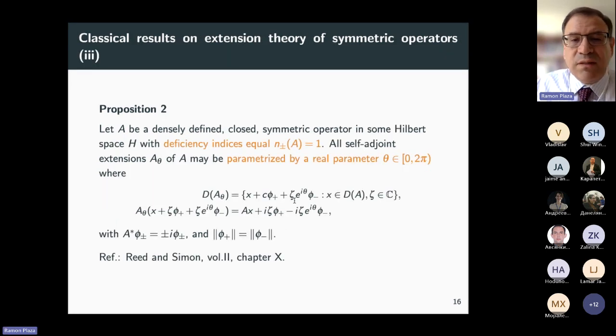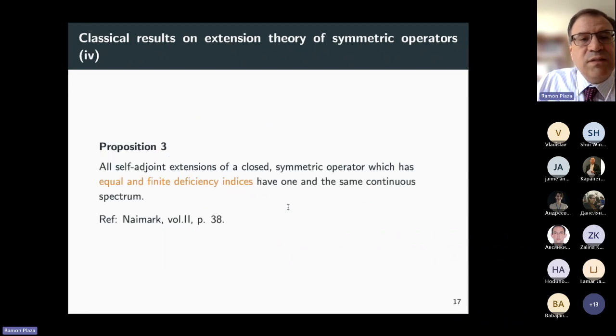The next result is proposition number 2. Suppose that A is a densely defined closed symmetric operator on a Hilbert space with equal deficiency indices. All self-adjoint extensions A theta of A can be parameterized by a real parameter. So this is a characterization of the self-adjoint extensions of this operator. The third proposition can be found in the book by Naimark, second volume. All self-adjoint extensions of a closed symmetric operator, which has equal and finite deficiency indices, have one and the same continuous spectrum.